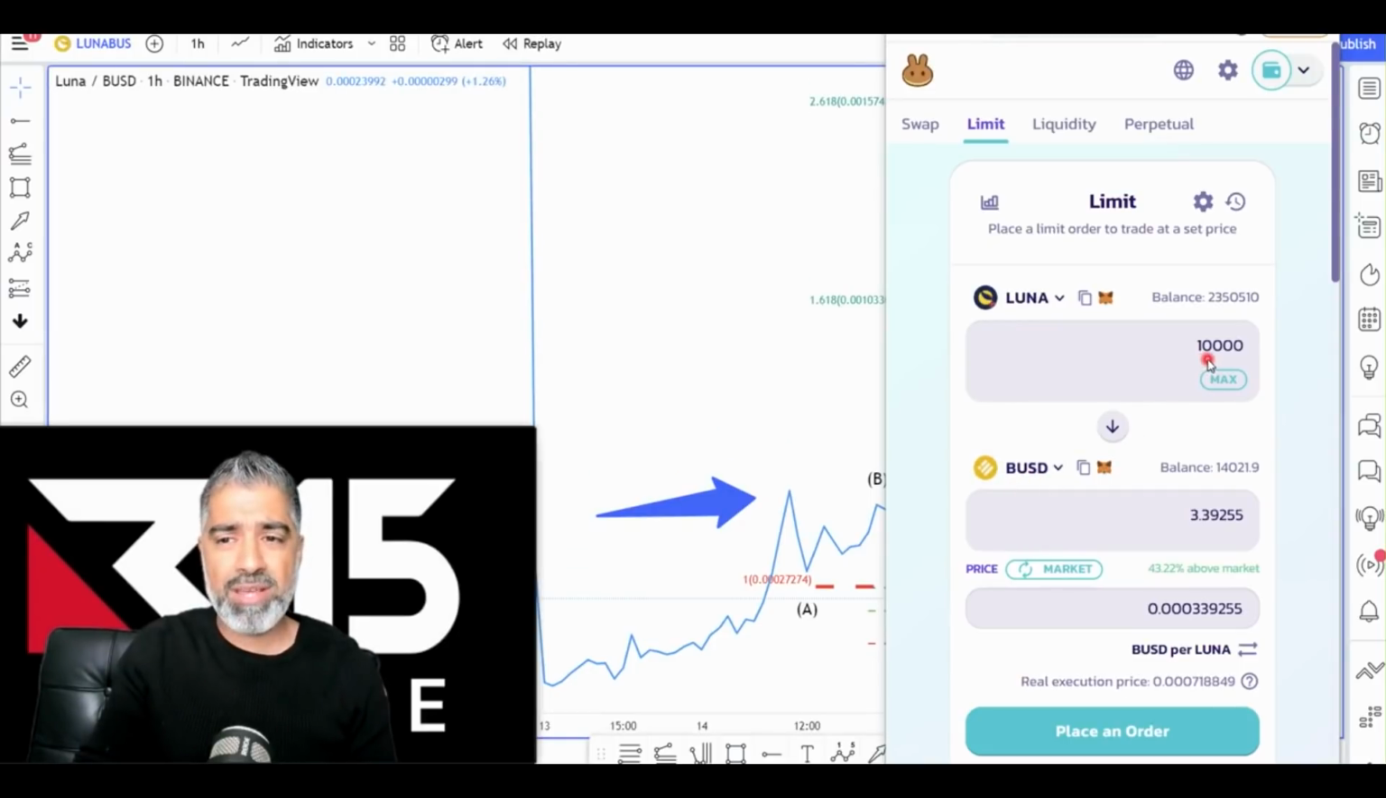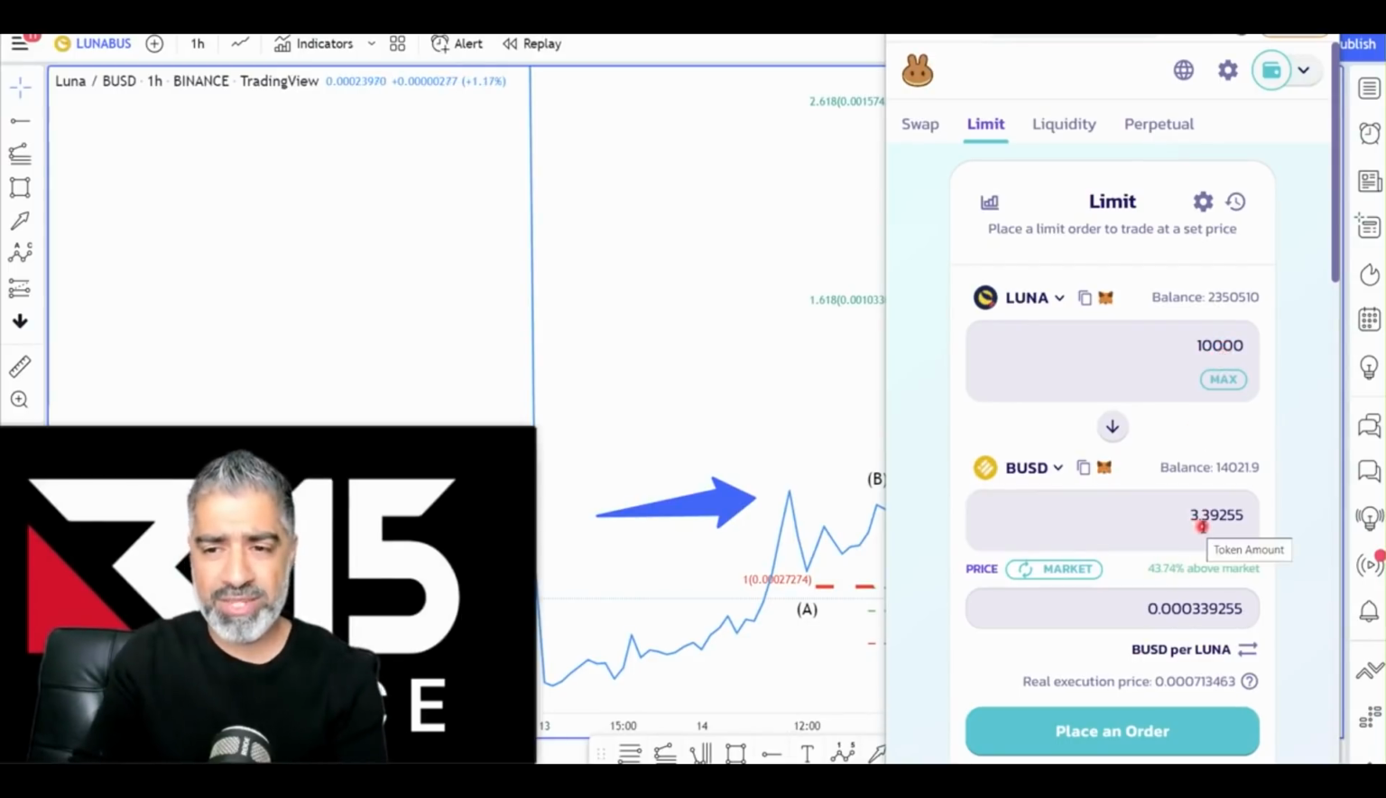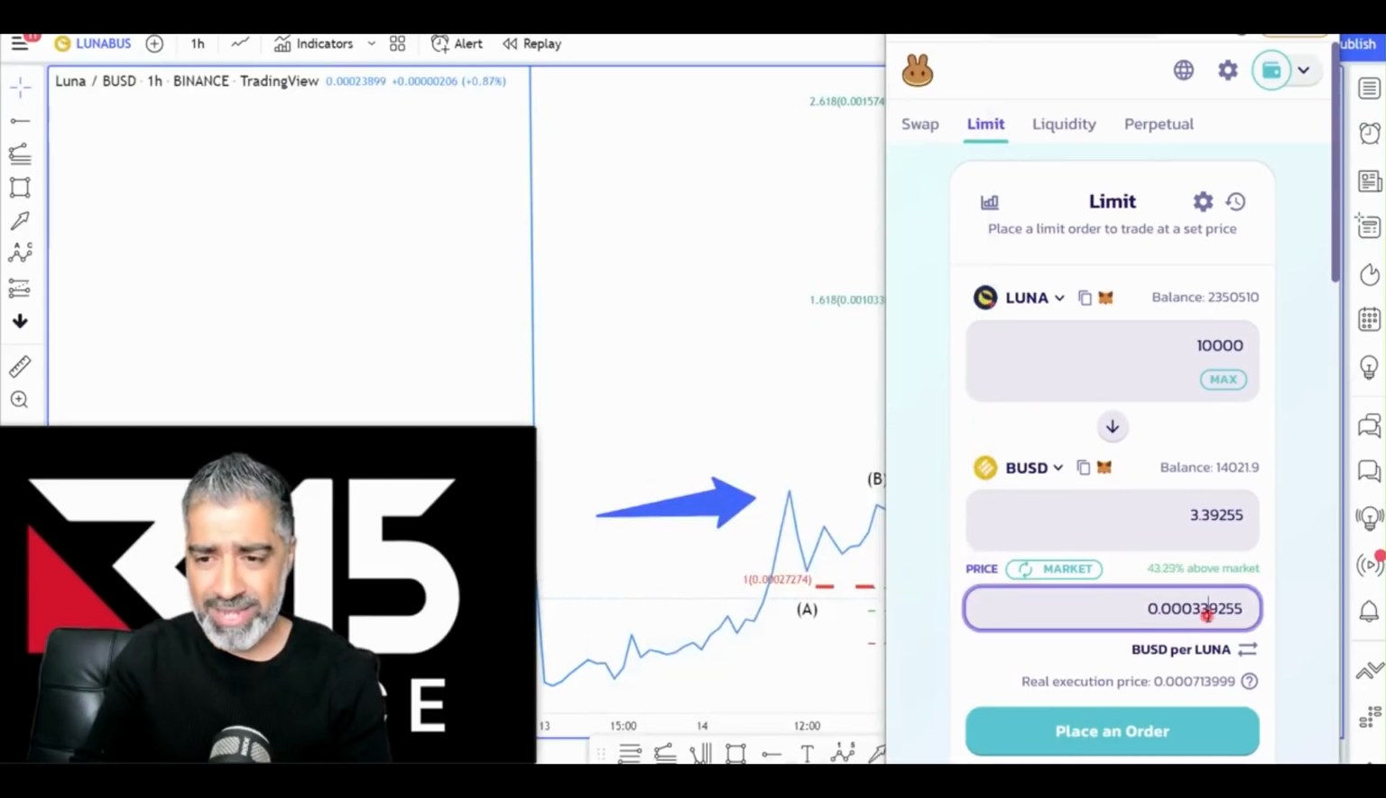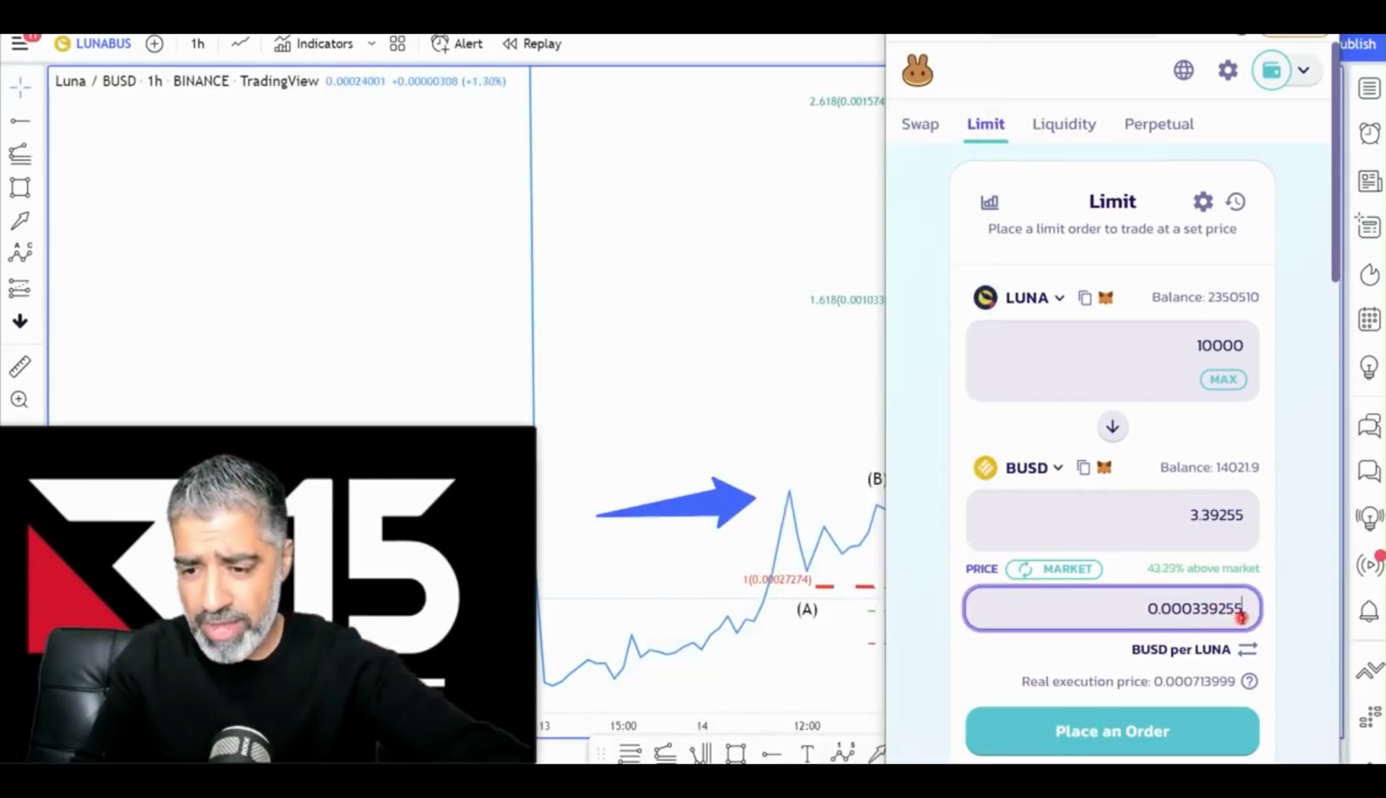So let's just say we wanted to sell a little amount of Luna. This is a tiny amount of Luna, 10,000 Luna because of its current price, and convert it to BUSD. Nothing exciting, $3, but it's more the principle of down here. We can set an order. So what price did we say? We said 0.0008. So let's type that in down here.